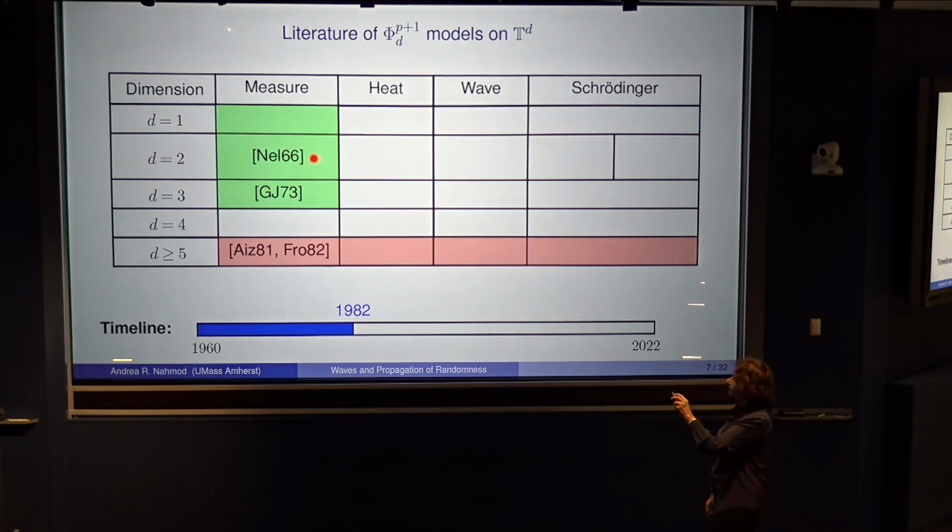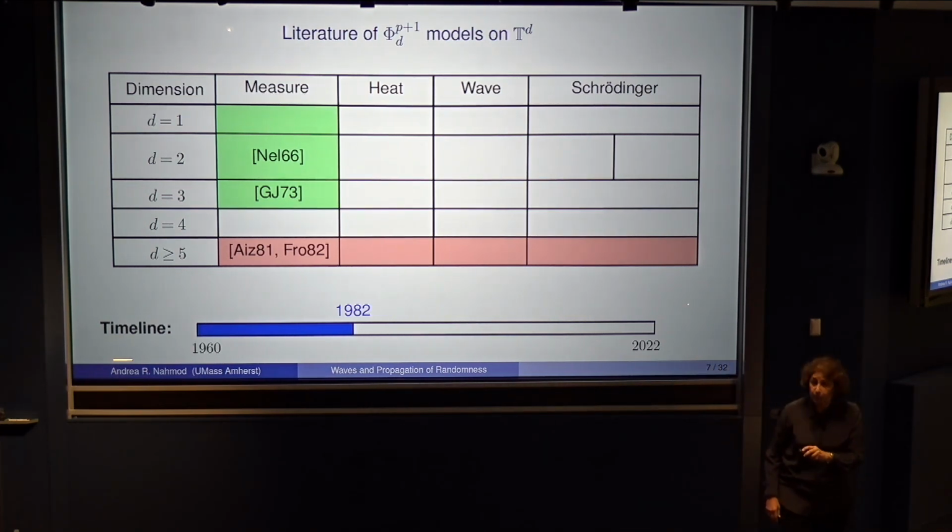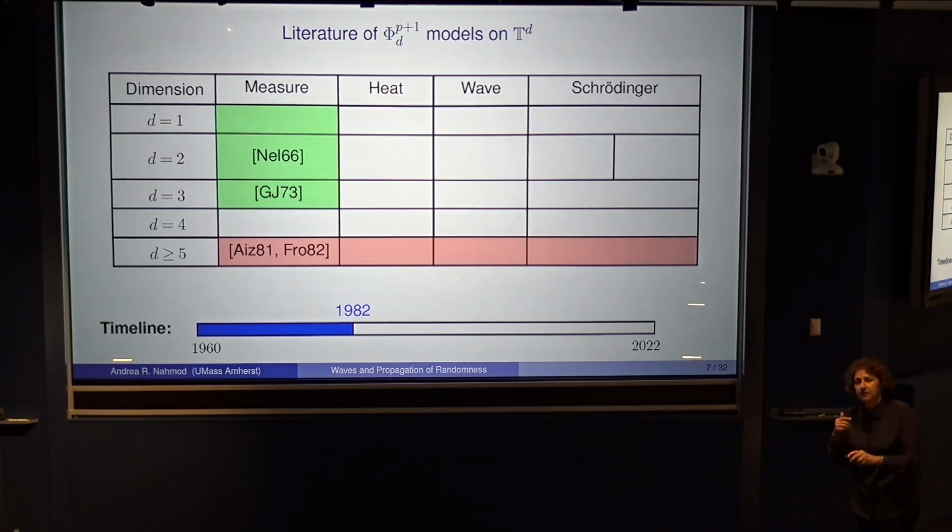Okay? And this goes back to the mid-60s. And perhaps one of the most celebrated results from quantum field theory came in the mid-70s from the work of Glimm and Jaffe, who proved that in dimension 3, you can only define the model when p plus 1 is 4. So when d is 3, the only power that works is p plus 1 equals 4.